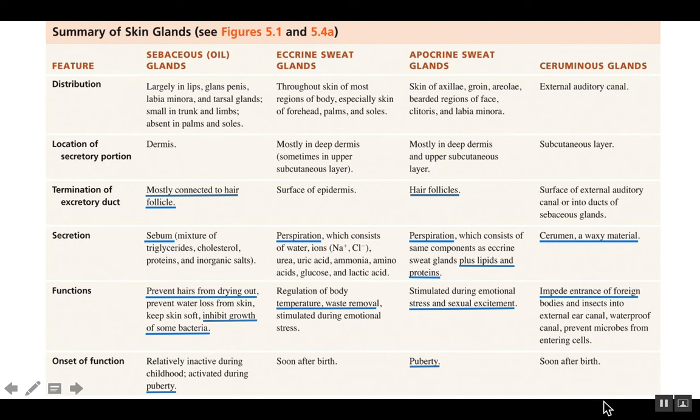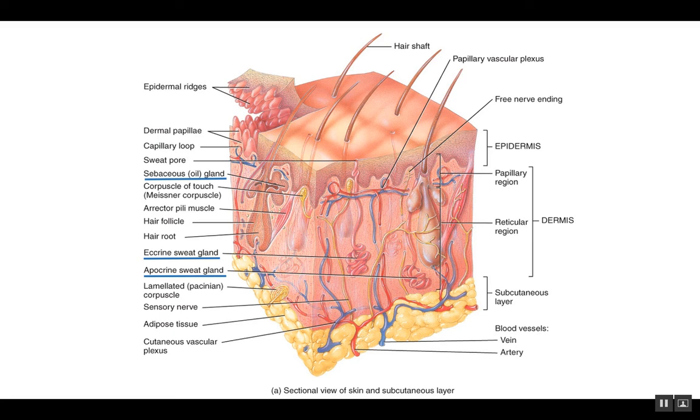So these are the four types of glands. We should know a little bit about each of them, both their secretion as well as their function. This next slide is going to show us what they look like on this drawing. The only gland that's not shown on here are the ceruminous glands.